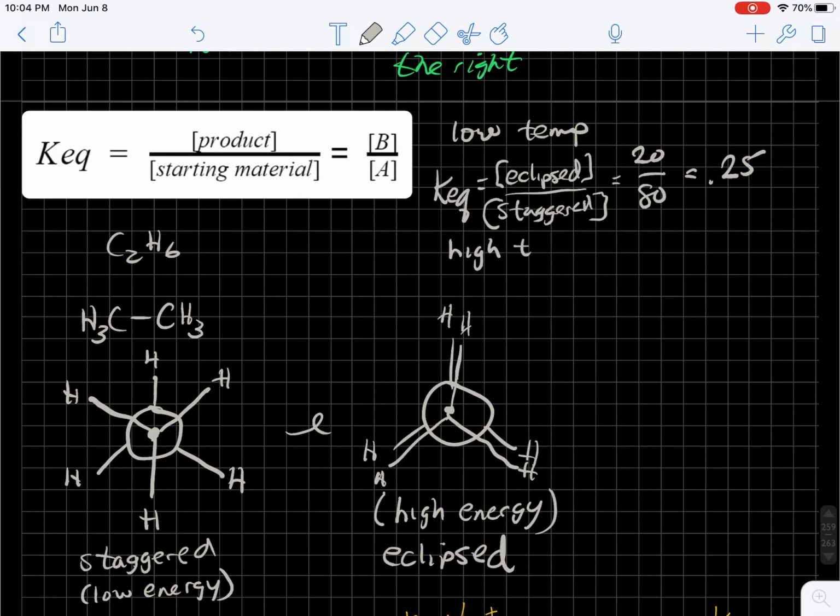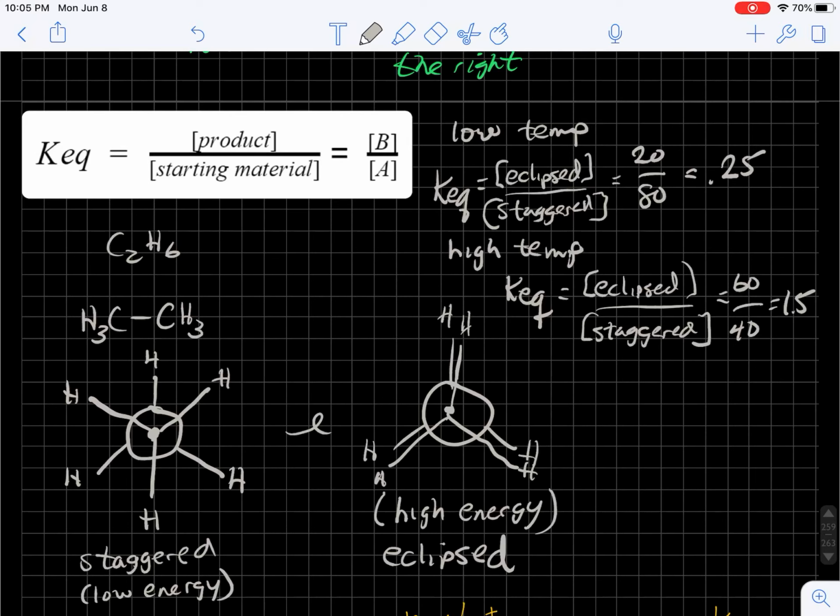Now at a higher temperature, a lot of those molecules are going to convert and take on the high energy eclipsing arrangement. So our KEQ at the higher temperature is still going to be eclipsed over staggered, but maybe it's now 60% eclipsed and only 40% staggered, so we wind up with a KEQ of 1.5. So remember I said temperature is the only thing that actually changes the number for KEQ. At low temperature, this number was only 0.25. At a higher temperature, the number was 1.5.